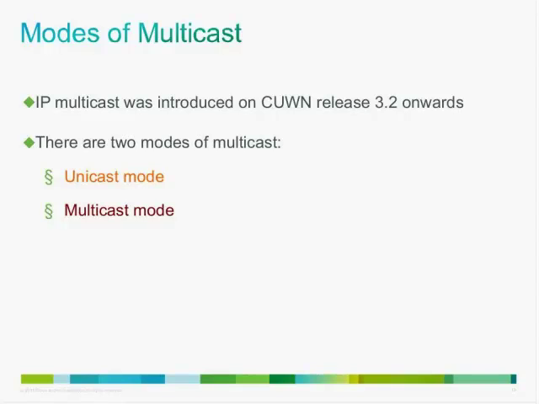Modes of multicast. IP multicast was introduced on Cisco Unified Wireless Network Release 3.2 onwards. There are two basic modes of multicast: Unicast mode and Multicast mode.